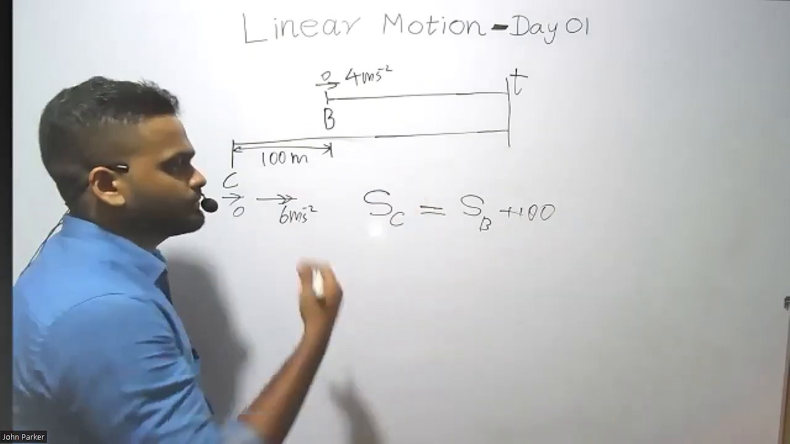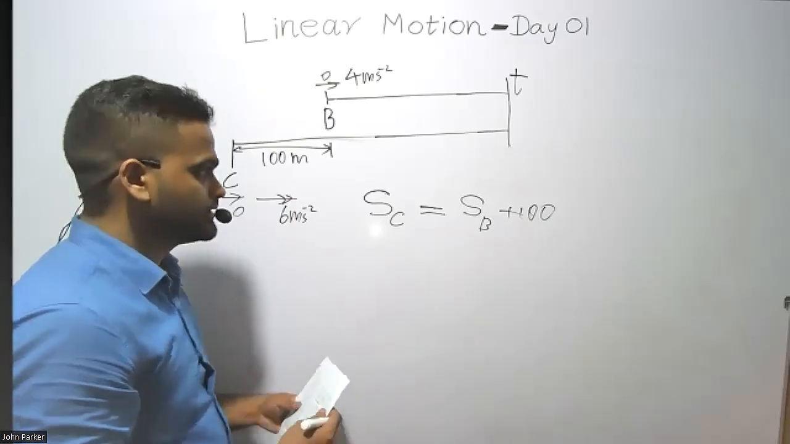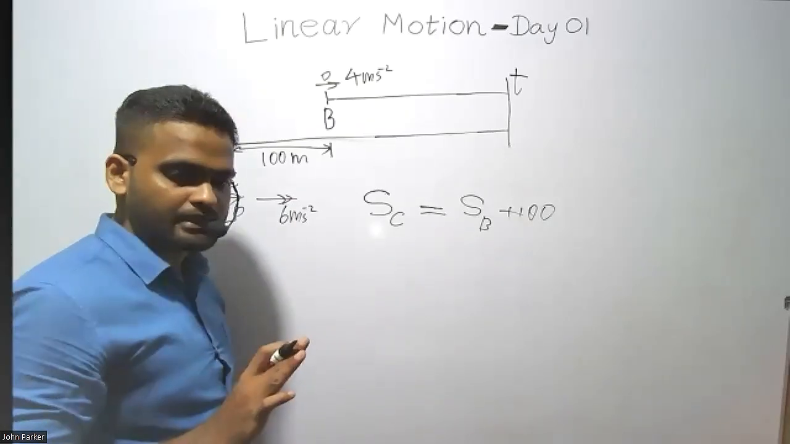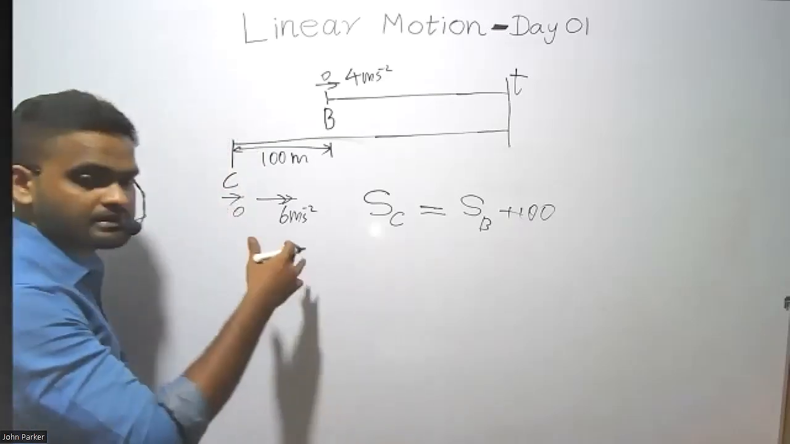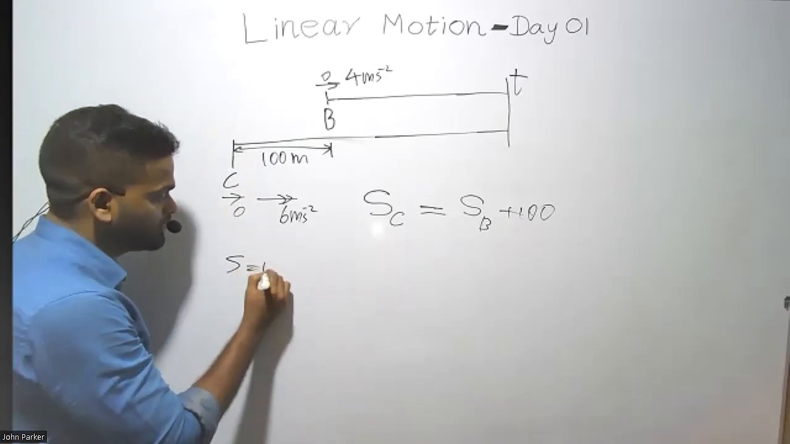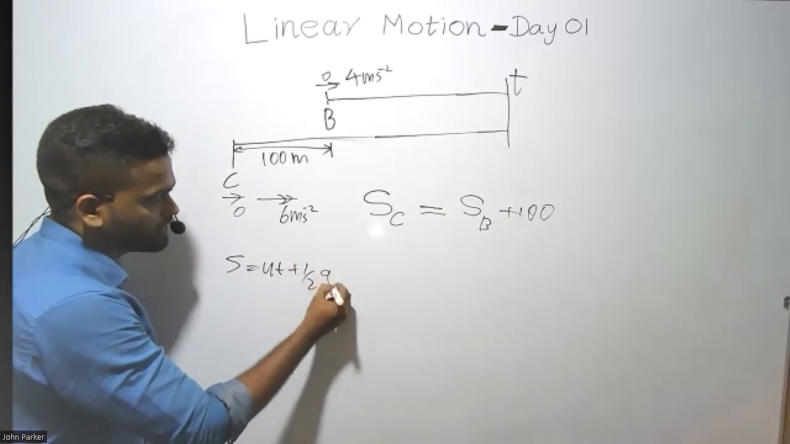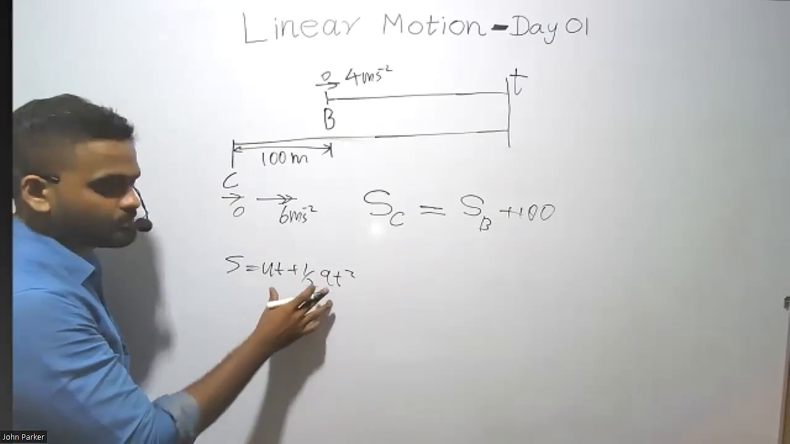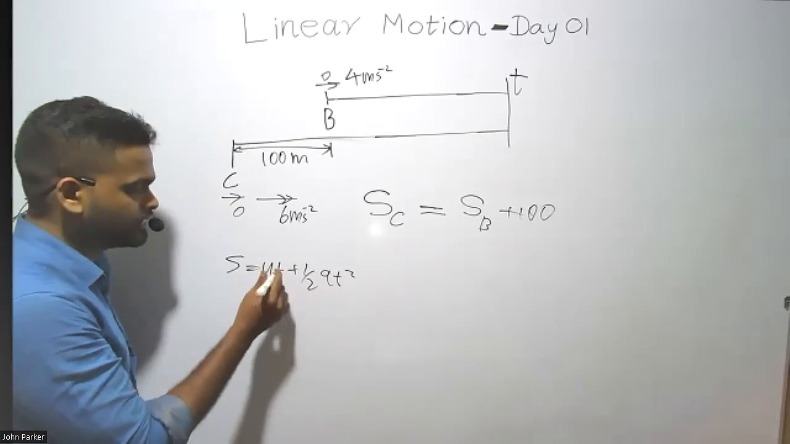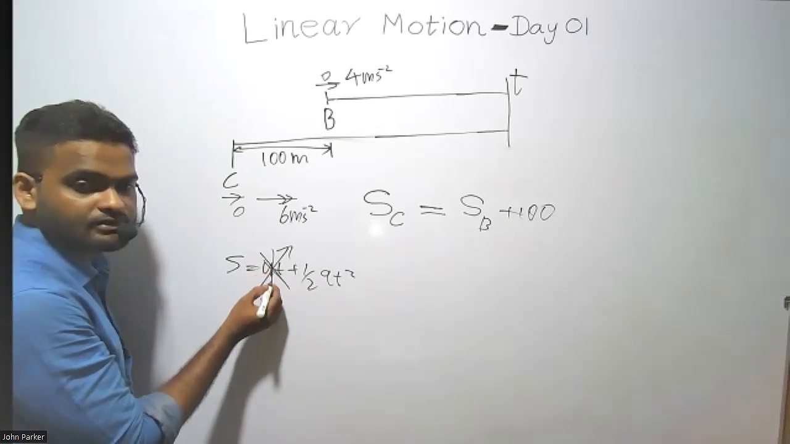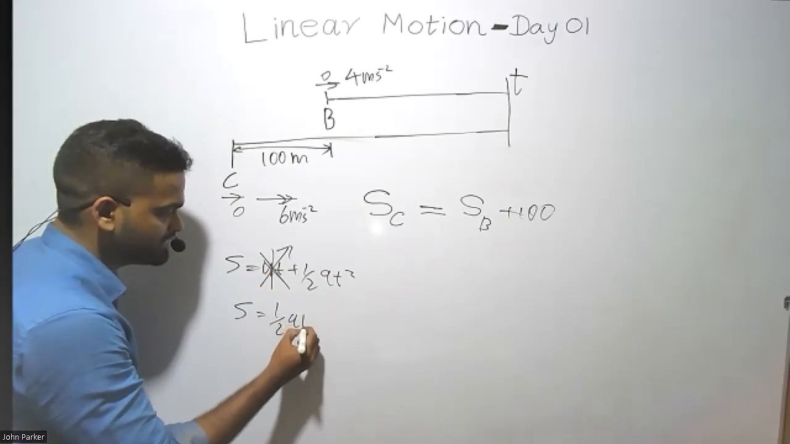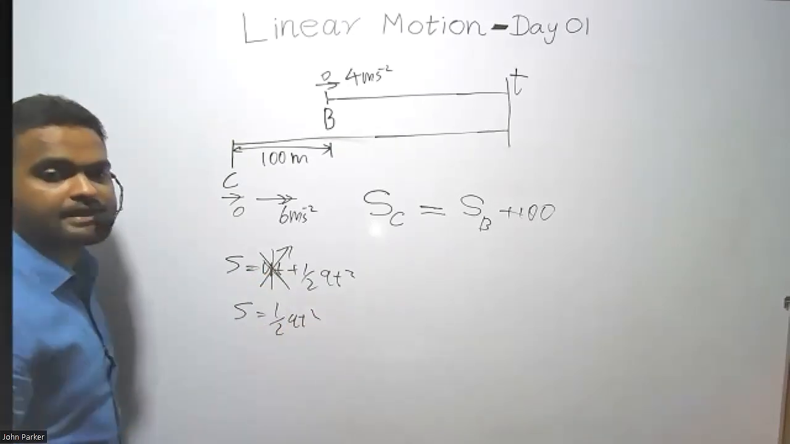Okay, then just apply S_C, S_B. But you cannot apply ut here, right? You need to apply half at squared as well because it has acceleration. So for both the bus and the car, you can cancel this term because initial velocity is 0. You only need this part: S equals half at squared.